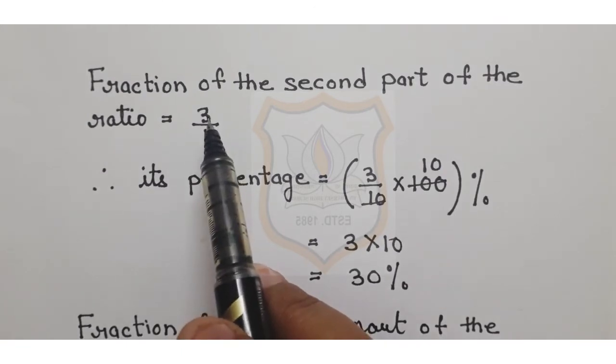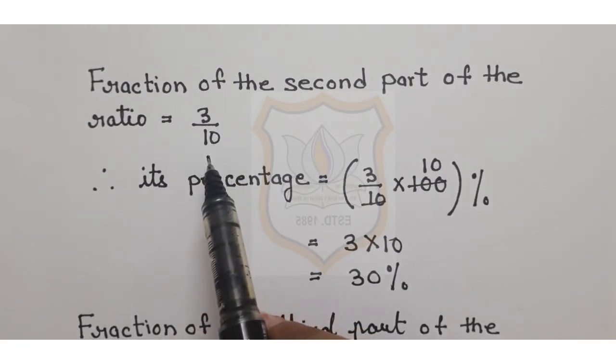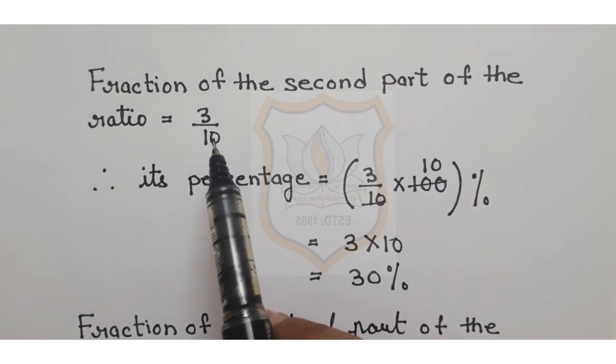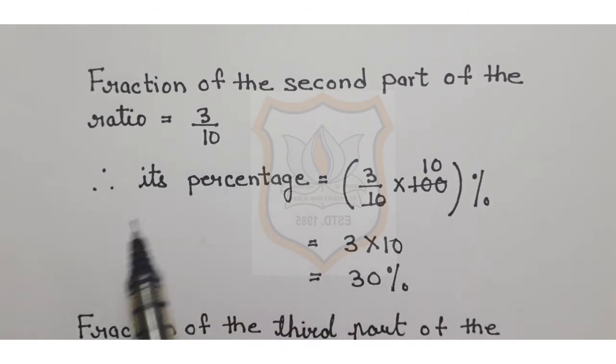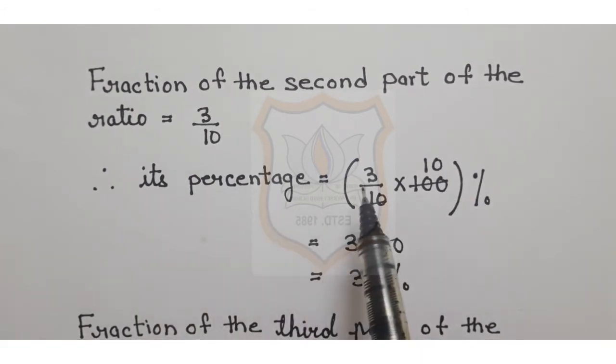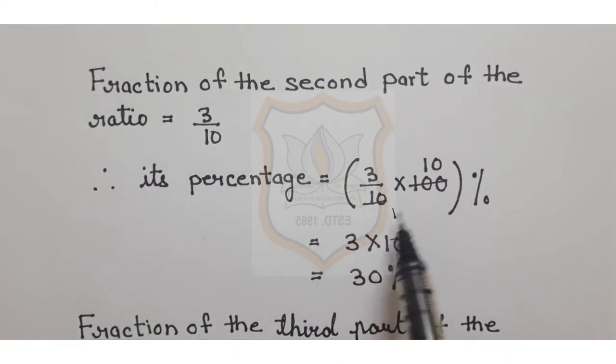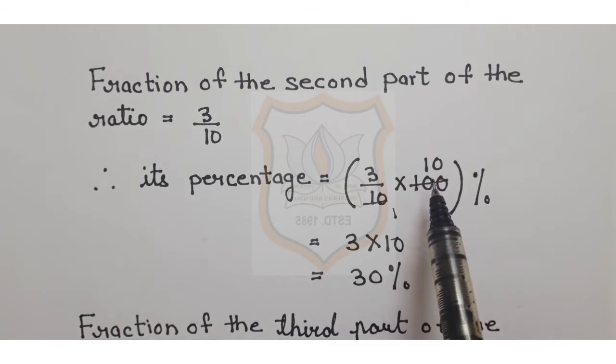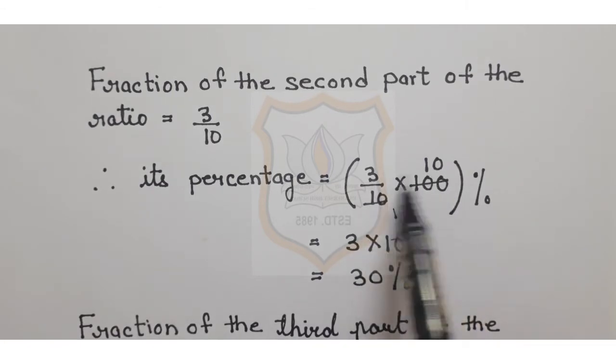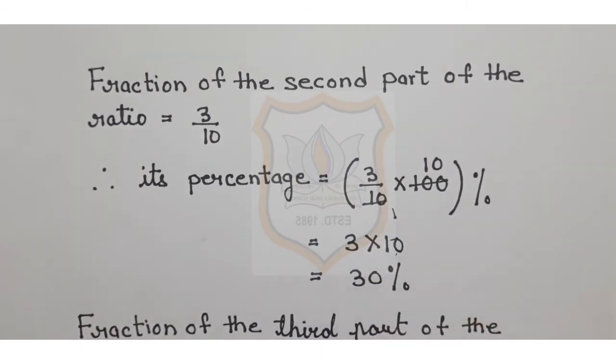Because 3 is the second ratio upon 10. 10 means the fraction, the total number of equal parts. Now its percentage is equal to 3 upon 10 into 100. 10 ones are 10, 10 times is equal to 100. Now 3 into 10, that is 30%.